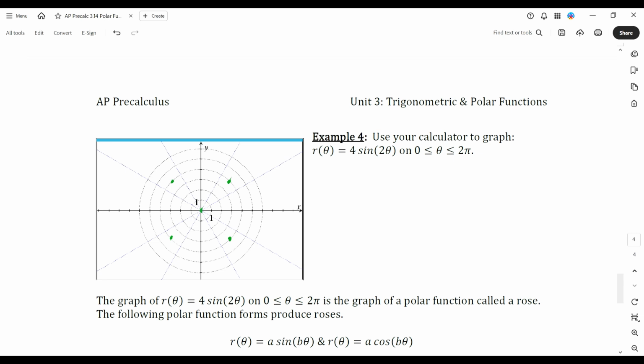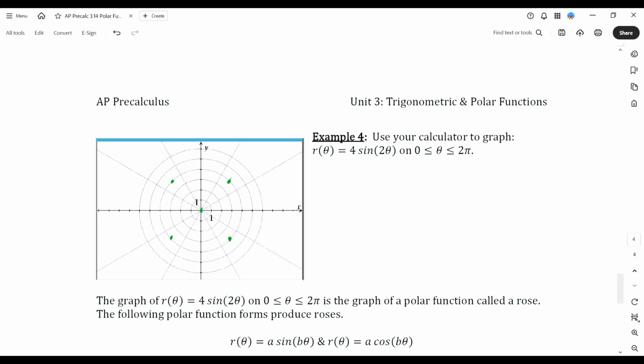If I plug in 0, sine of 0 is 0, so it starts at the origin. My next value would be pi over 2. Sine of pi over 2 would be sine of pi, sine of pi is 0. Oh, I should be doing pi over 2. Pi over 2 is the next key point. Sorry. So it'd be 4 sine of 2 times pi over 2.